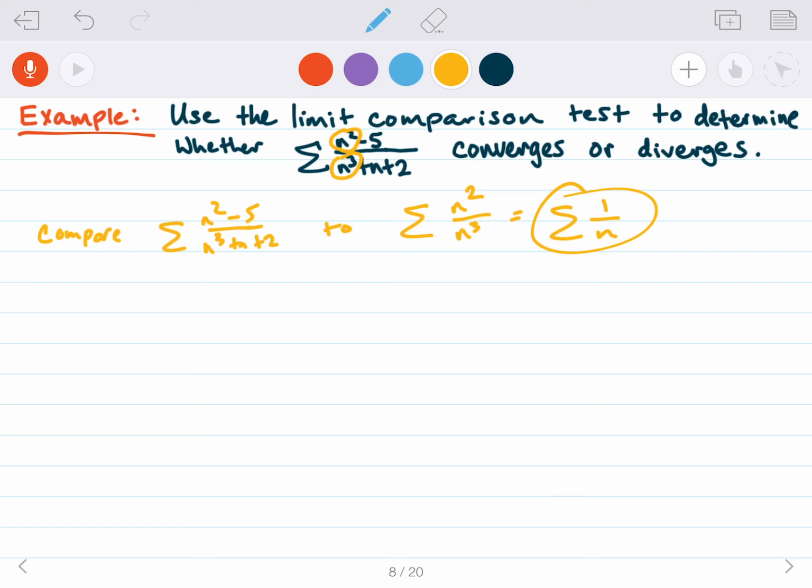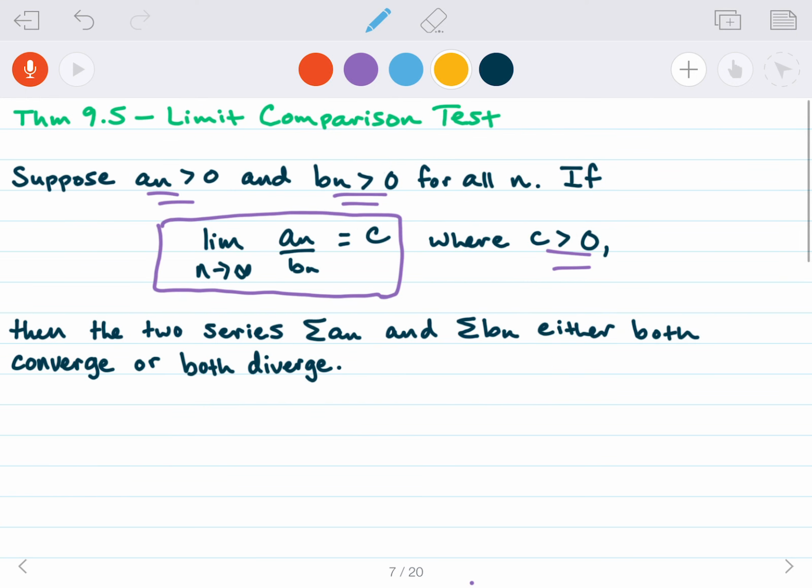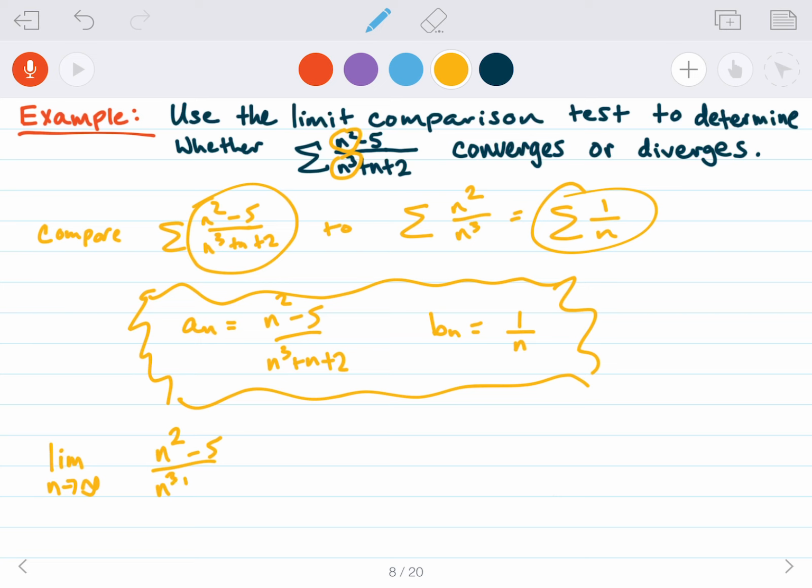Now, if we take the limit of 1 over n over this guy, and we actually get a number for the limit, then both of these things are going to diverge because we know for sure this diverges. So we're going to say a sub n is going to be n squared minus 5 over n to the 3 plus n plus 2, and again, it actually doesn't matter what you pick as a sub n and b sub n. These are the two that we're going to compare, and so the limit test tells me to take the limit as n goes to infinity of a sub n divided by b sub n, which is 1 over n.